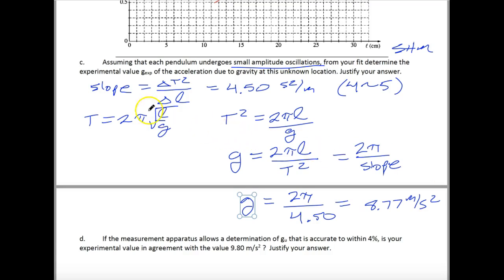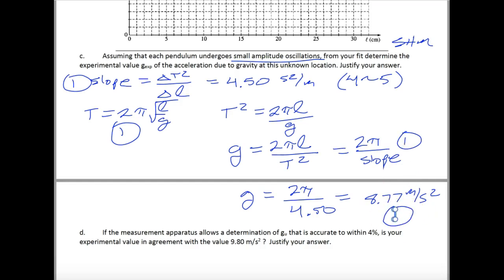So where do the points come from for actually showing and calculating the slope is where 1 point would come from for using the equation T is equal to 2 pi square root of L over G to recognize that it is a pendulum, for solving for an equation that will give you slope, and then finally for having an answer that is within reason.